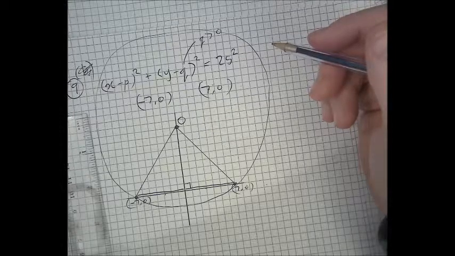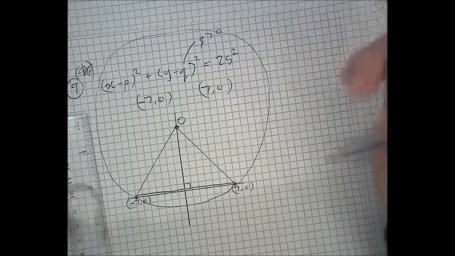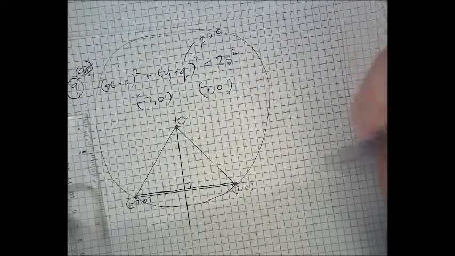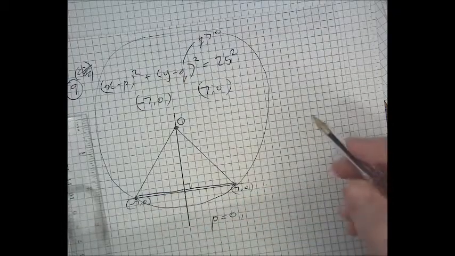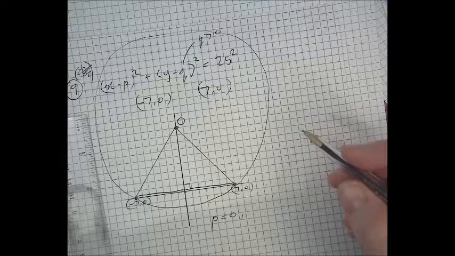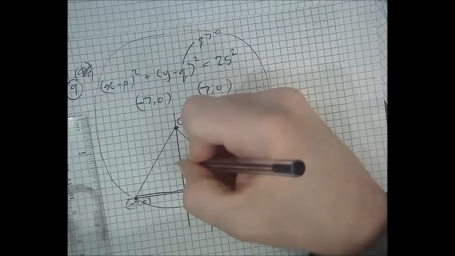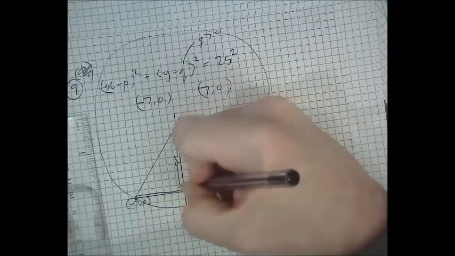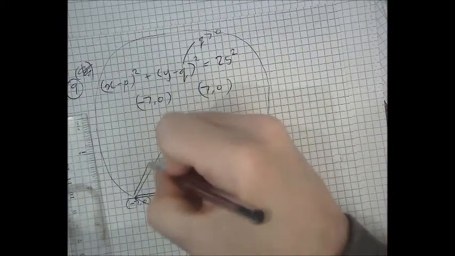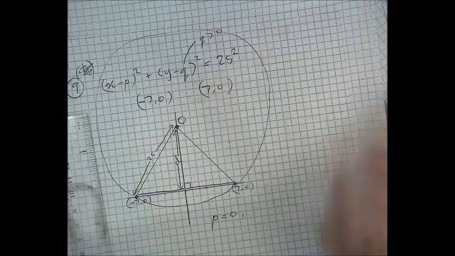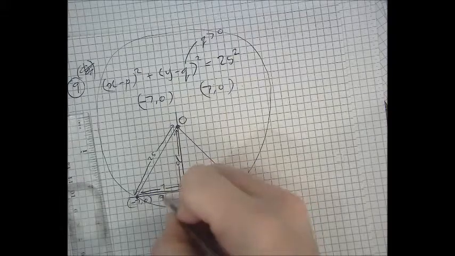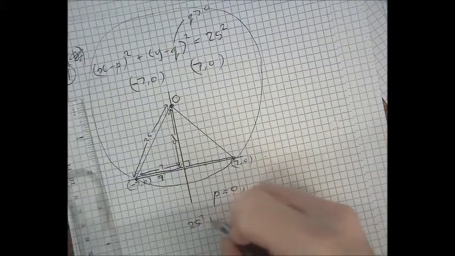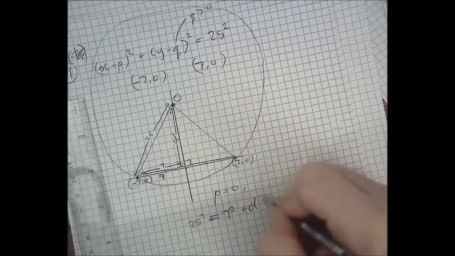So how do I work out P and Q? In other words, what must be the center? Well, P has to be 0 because that is halfway between those. Why don't I call that D? I'll work out that distance. We've been told that this is 25, and that is clearly 7. So I'm just going to use Pythagoras here. 25 squared equals 7 squared plus D squared.